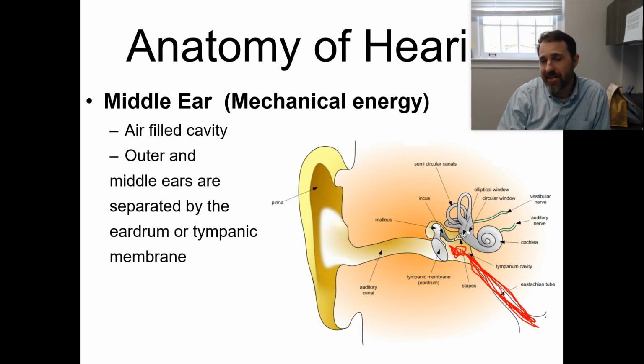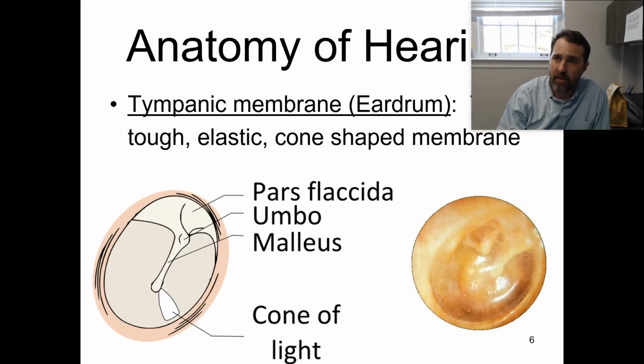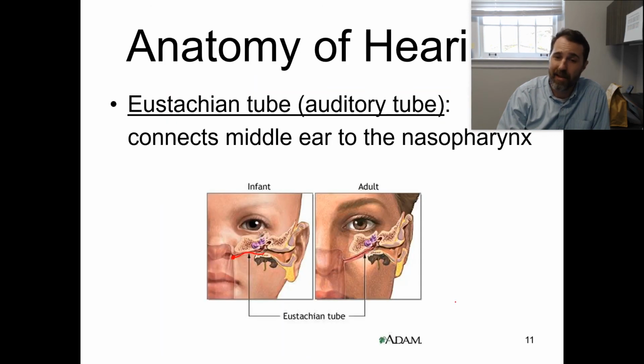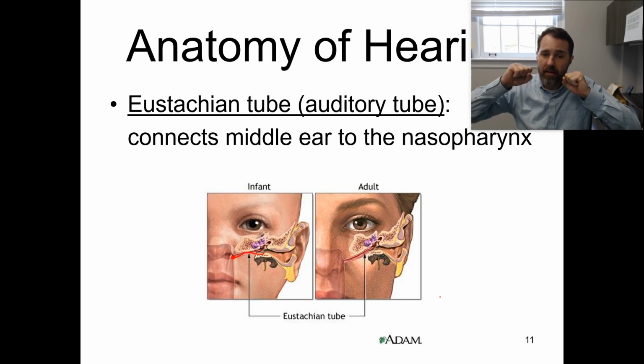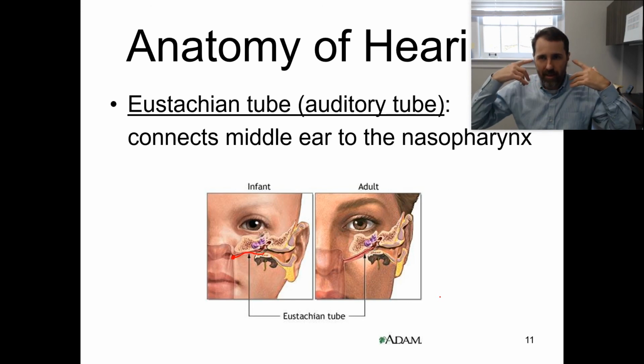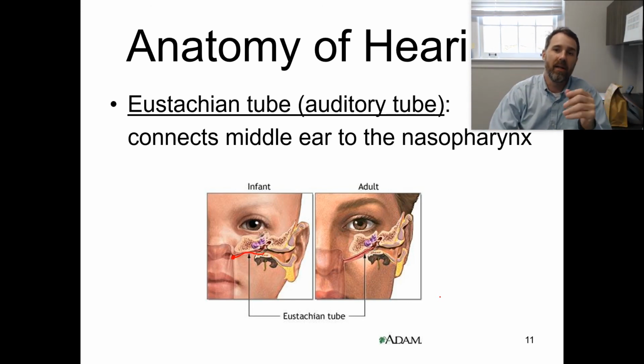And recall that it is the tensor veli palatini in your nasopharynx that dilates the nasopharynx end of the Eustachian tube, opening that Eustachian tube. So when you pop your ears, when you yawn and you hear that pop, what you're hearing is the Eustachian tubes dilating and the air within your middle ear connecting to the air in the environment.